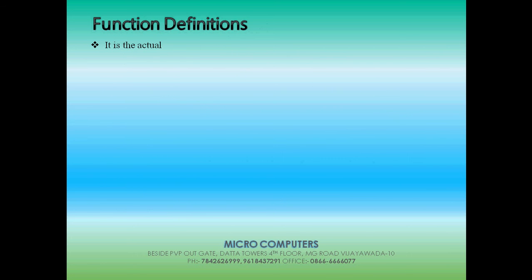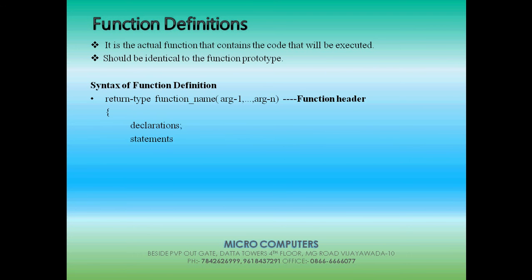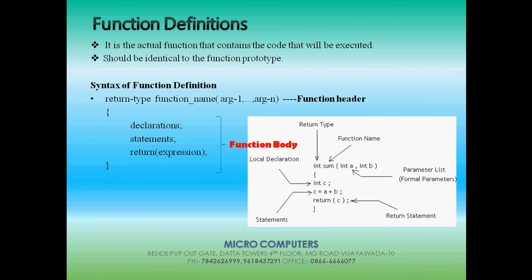Coming to function definitions, it is the actual function that contains the code that will be executed. It should be identical to the function prototype. The syntax for a function definition is: it should have a return type with function name and with the arguments, with n number of arguments. This is called a function header. The declaration, statement, and return form the function body.